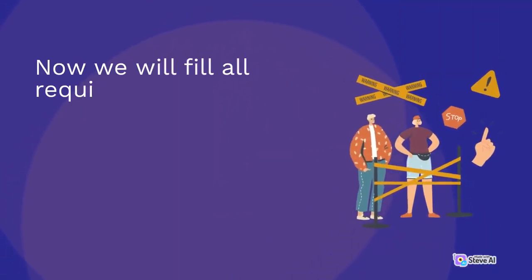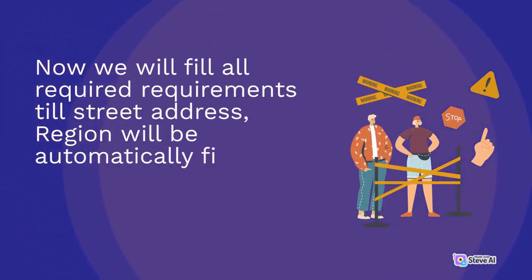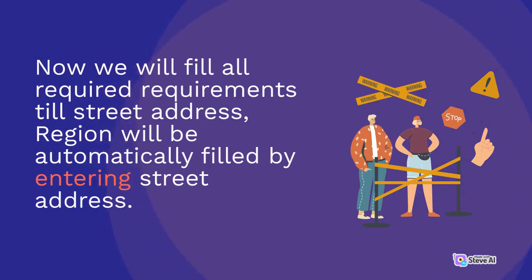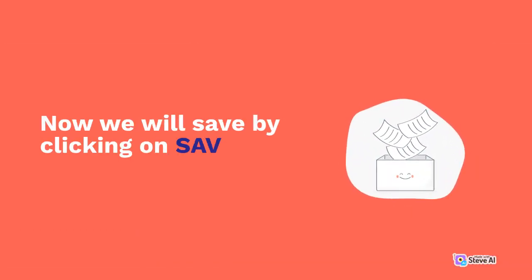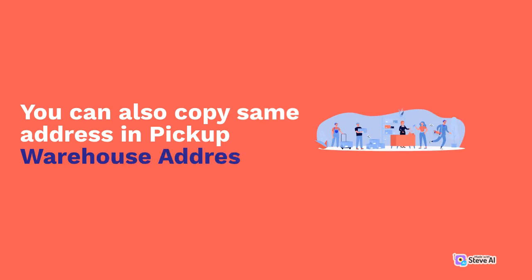Now we will fill all required requirements till street address. Region will be automatically filled by entering street address. Now we will save by clicking on Save. You can also copy same address and use it as pick up warehouse address.